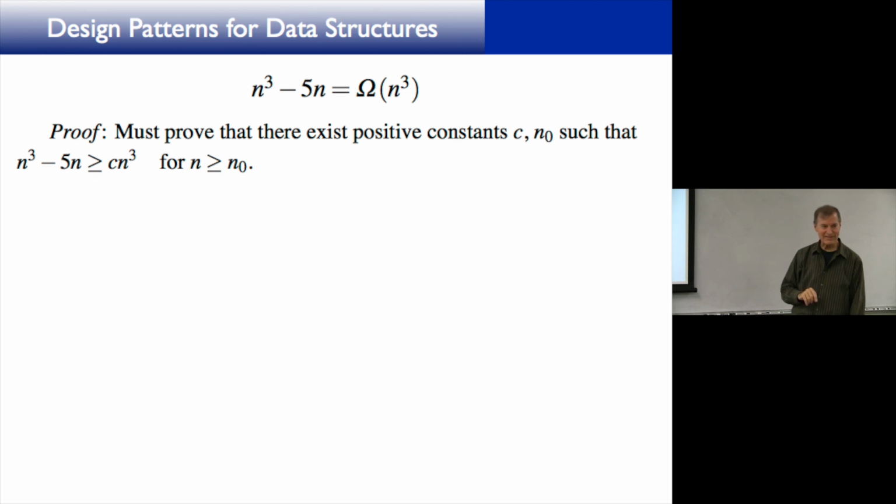Oh, this is a little bit of a review. Prove it. How do you prove it? What do we start with? The left-hand side, I think, right? So n cubed minus 5n.